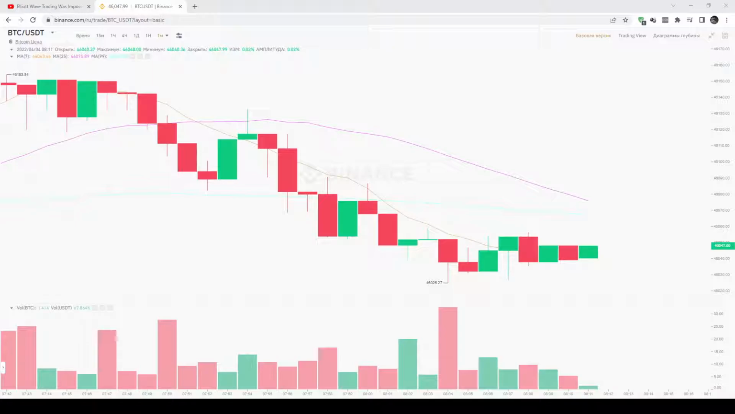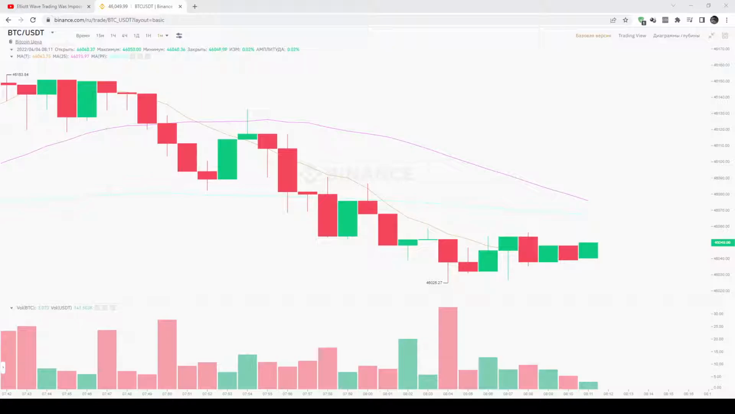The end of wave 5 brings with it the completion of the impulsive sequence, more specifically the impulsive sequence consisting of waves 1 through 5. At the end of wave 5 we can expect corrective structures to follow, which will often be three-wave patterns: wave A, B and C.